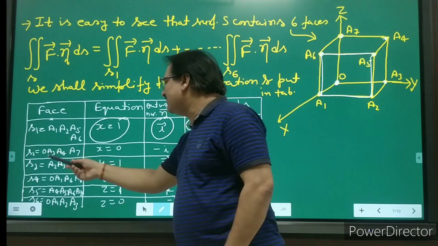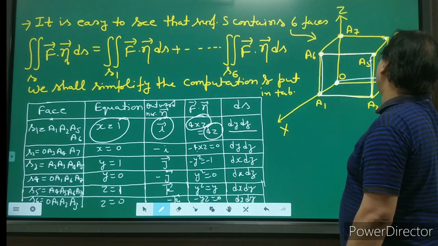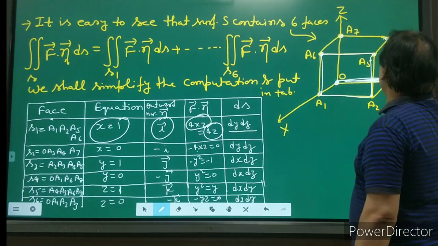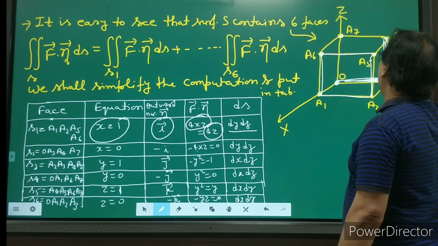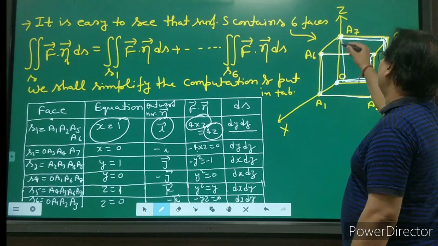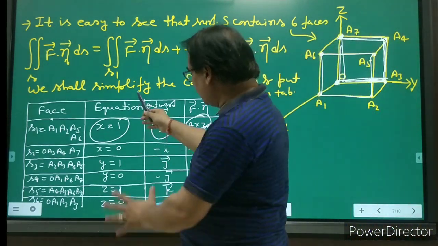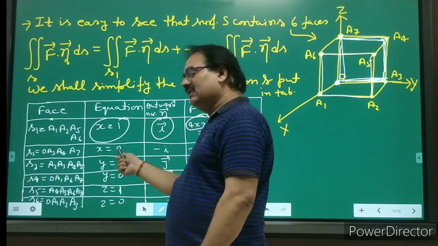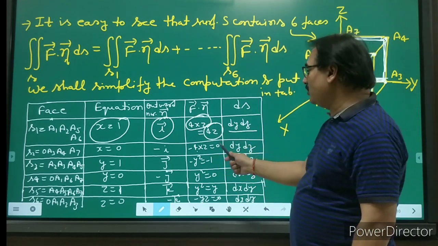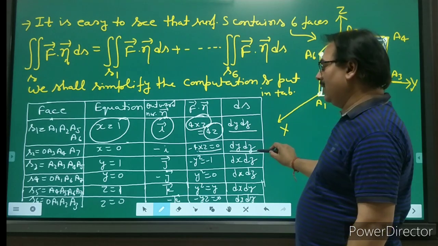Similarly, another surface is OA3. Just look at O and A3. So OA3 is this: O, A3, A4 and A7. So this surface you have taken. Again, with respect to x only we are doing. So this is x is equal to 0. Here the normal is minus i, and minus 4xz is equal to 0 because x is 0. Because x is 0, this is 0, and then dy dz.